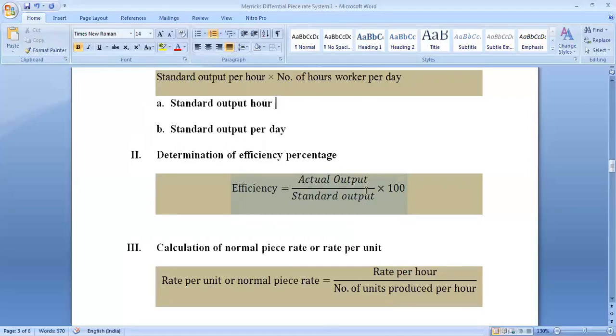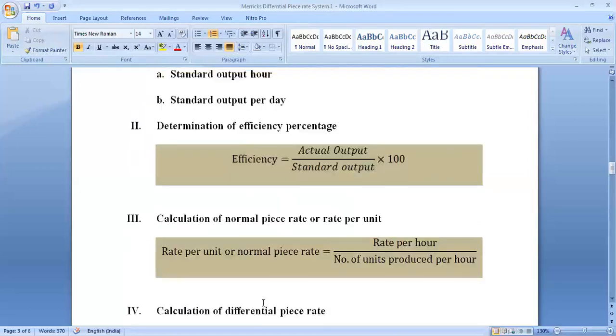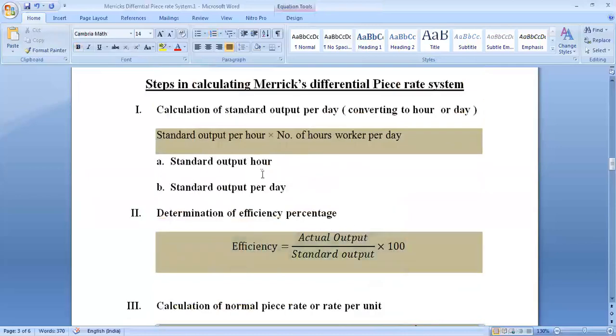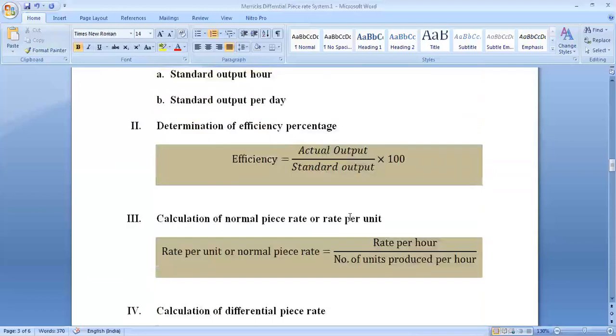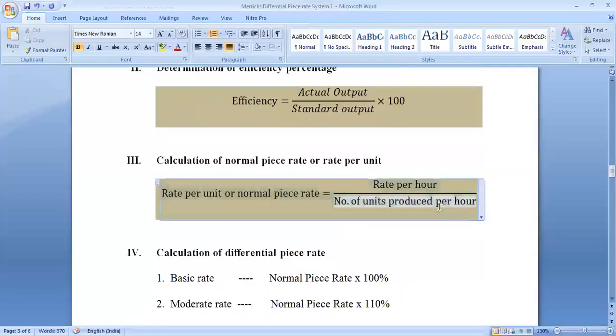Okay, the third stage will be calculation of normal piece rate, or rate per unit. Here the formula is rate per hour divided by number of units produced per hour. Rate per hour will be given in your problem. Number of units produced per hour, we will take from standard output per hour, that is in step 1, sub step A.